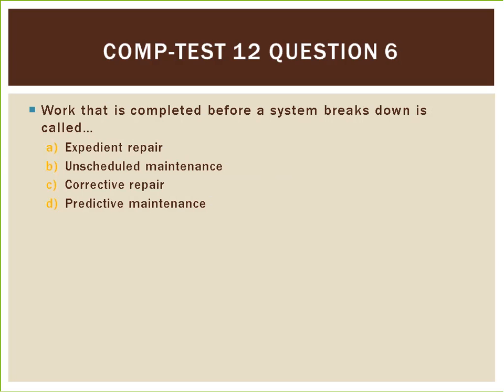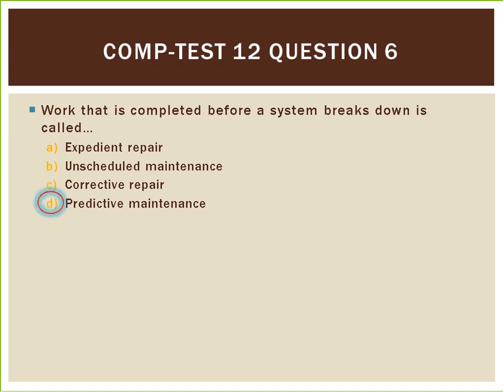CompTest 12, question number 6. Work that is completed before a system breaks down is called A. Expedient repair, B. Unscheduled maintenance, C. Corrective repair, D. Predictive maintenance.